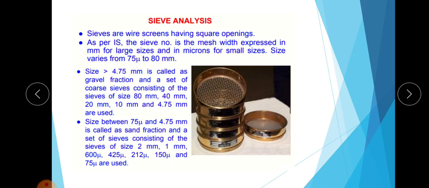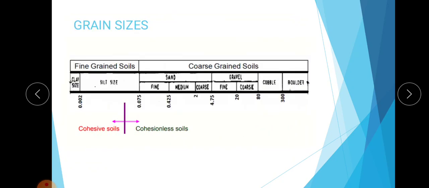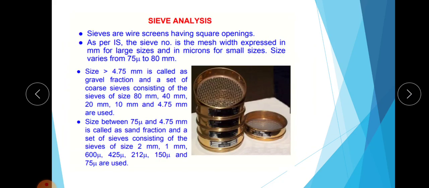And sizes greater than 4.75 mm are called gravel fraction. That we have studied here. That is, size greater than 4.75 mm is known as gravel fraction, and size less than 4.75 mm is known as sand fraction. For gravel fraction, a set of coarse sieves of size 80 mm, 40 mm, 20 mm, 10 mm and 4.75 mm are used.